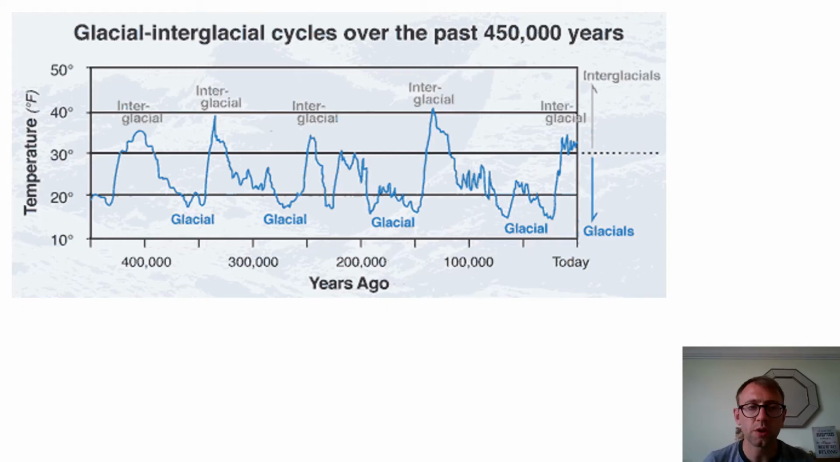Again, showing you what we mean about these glacial and interglacial cycles. You can see that roughly every 100,000 years we see these interglacial periods. But if we look at the modern day, our interglacial period is lasting much longer than would normally happen.